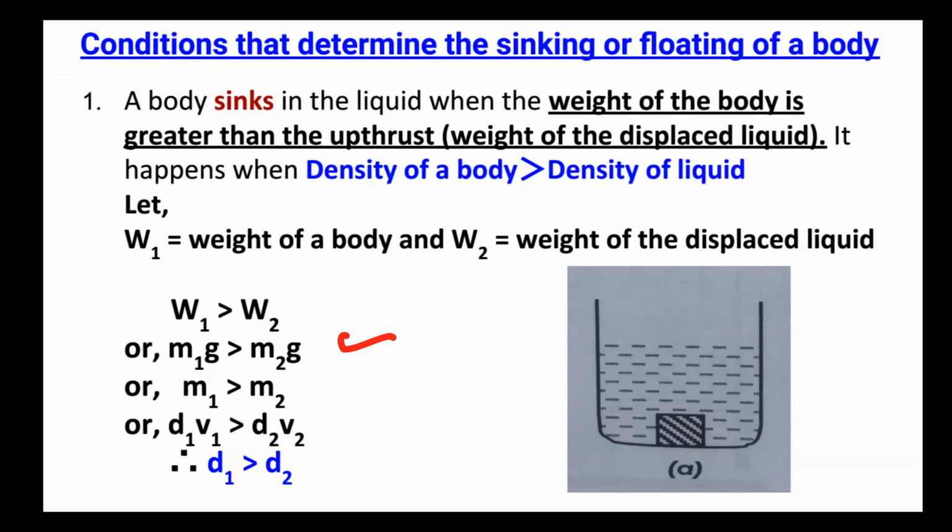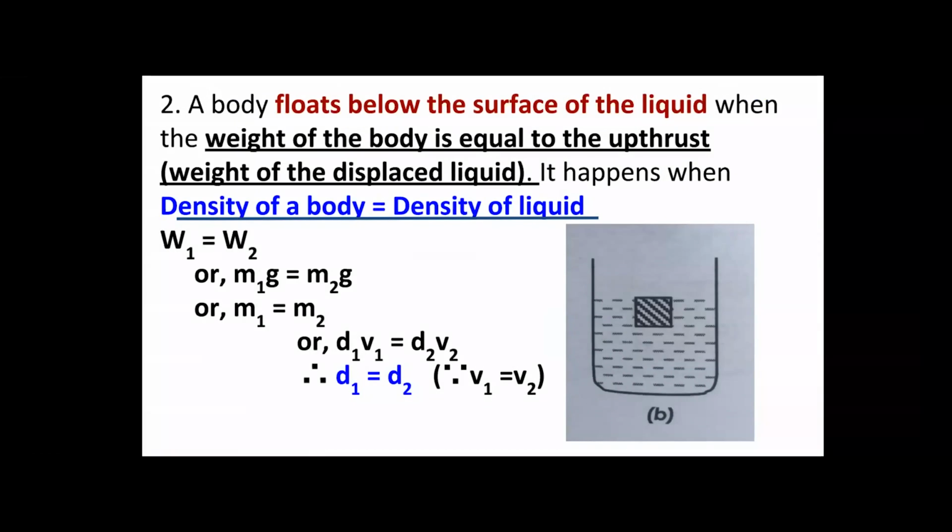Density is equal to mass upon volume, right? So mass means density times volume here. So m1 is greater than m2 means d1 v1 is greater than d2 v2. And here, students, when a body is sinking in a liquid, the volume of the body is always equal to the volume of displaced liquid, meaning v1 is equal to v2. So since v1 is equal to v2, we find that density 1 is greater than density 2, meaning the density of the body is greater than the density of the liquid. So when the density of a body is greater than the density of the liquid, the body always sinks in the liquid. Second case, students, is floating.